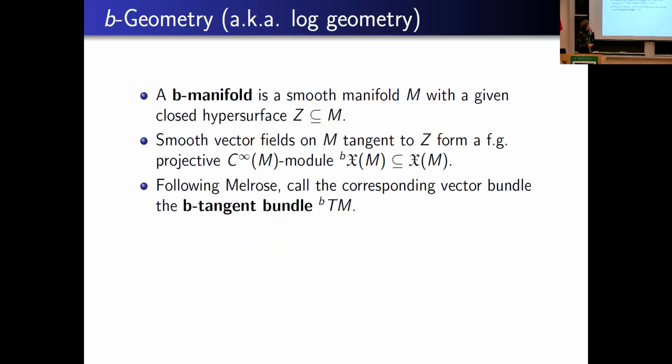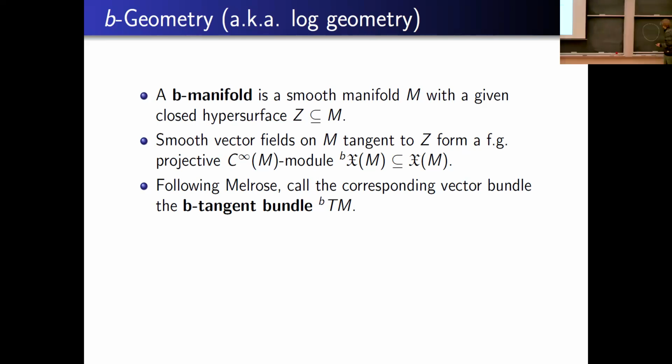Okay. So B geometry, what is B geometry? Also known as log geometry. There's a spirited debate about which is the better terminology between the two. My sense is that if you're a fan of algebraic geometry, you should talk about log geometry. And if you're a fan of Richard Melrose, then you say B geometry. I'm trying to be a non-combatant, so I just alternate between the two terminologies if I have to talk about these things. But it's a fairly simple idea.